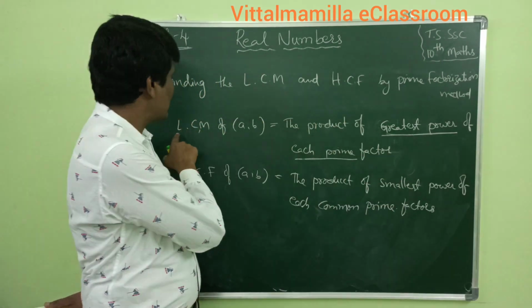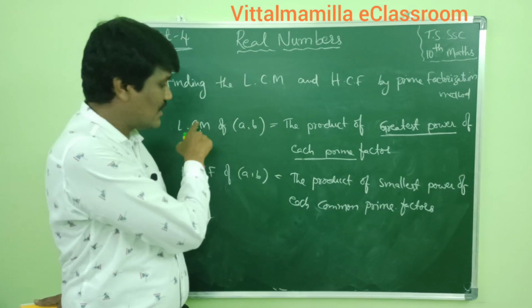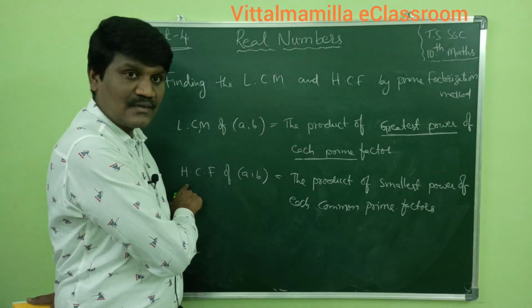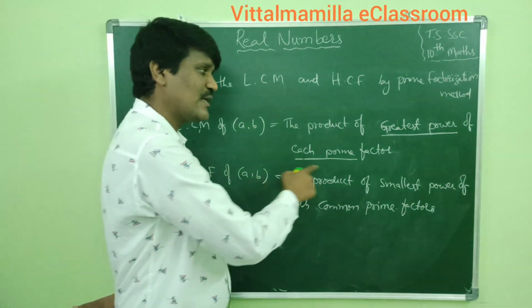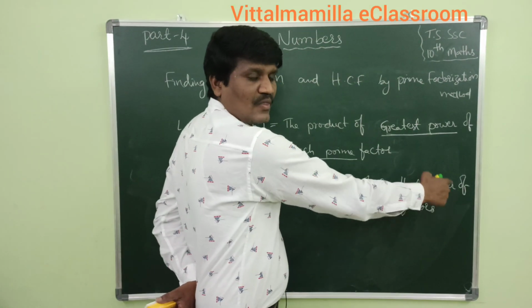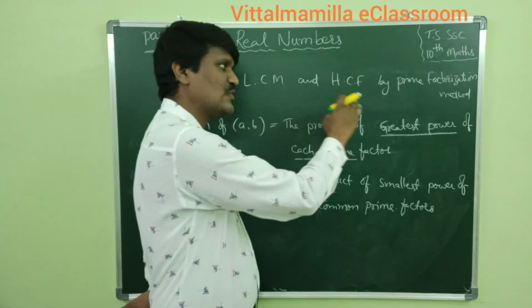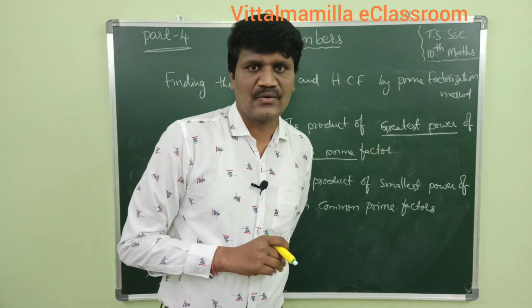Okay, LCM is nothing but least common multiple. For least common multiple, you should take greatest power. HCF is nothing but highest common factor, you should take smallest power. For HCF, smallest power, and for LCM, you should take greatest power.